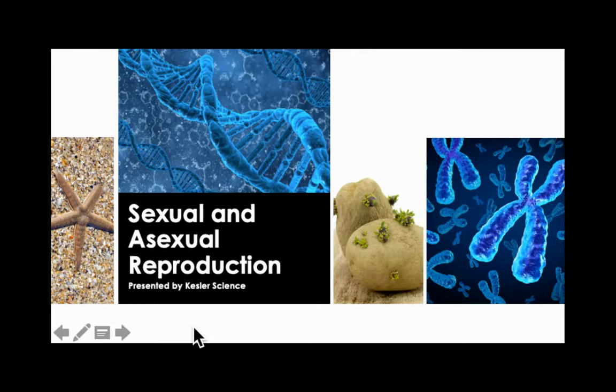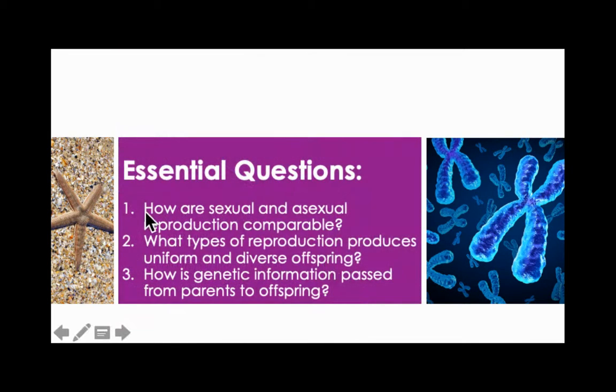Last week we went over sexual and asexual reproduction. We started the unit, but we didn't get very far into it. So we're going to keep going with this, and you can go back and forth anytime you want. I still recommend that you take notes, but at least you can pause it so that you're not waiting on writing. So, how are sexual and asexual reproduction comparable?